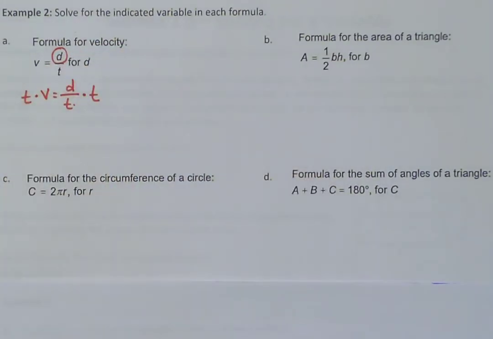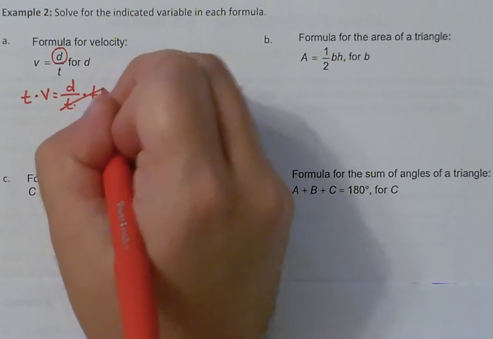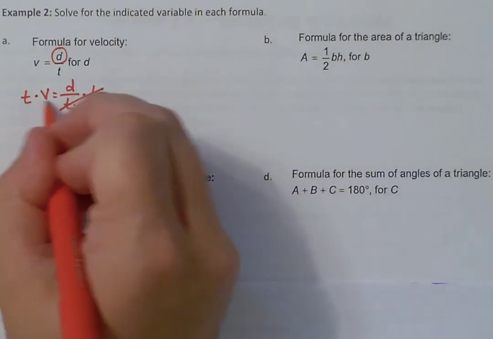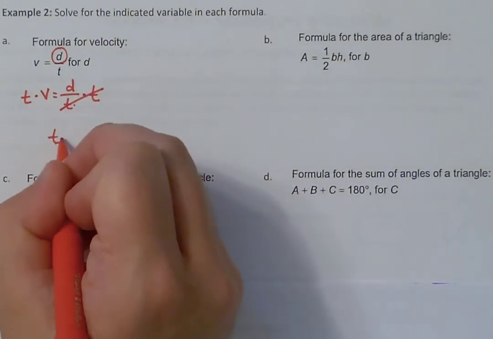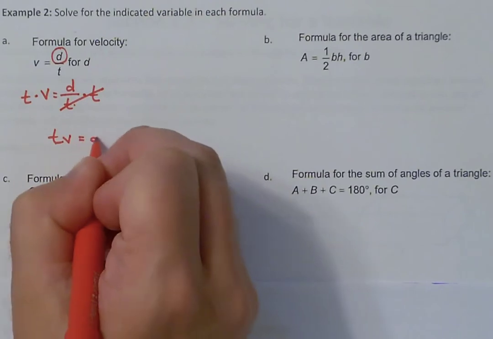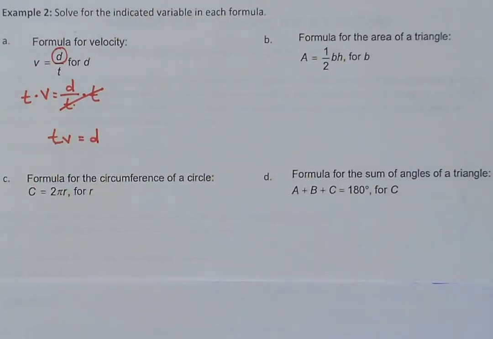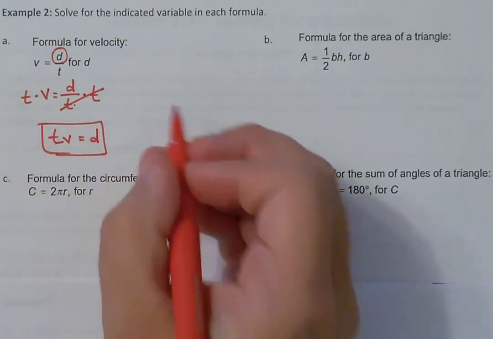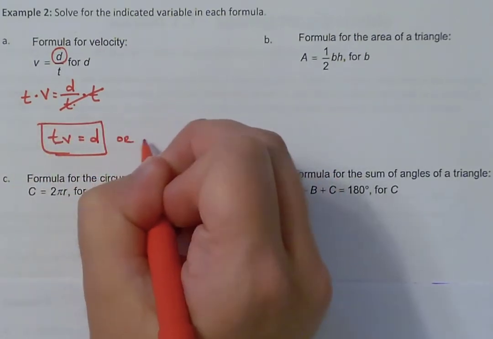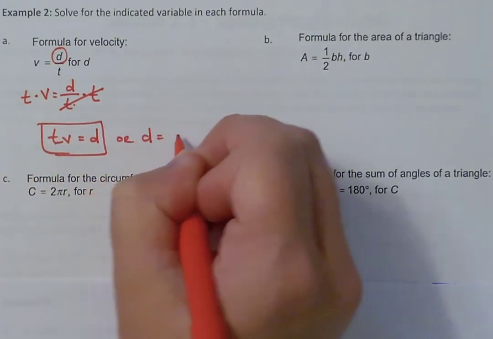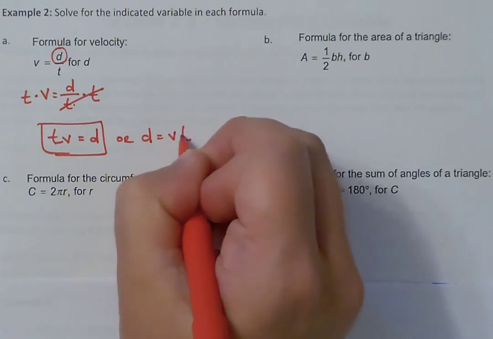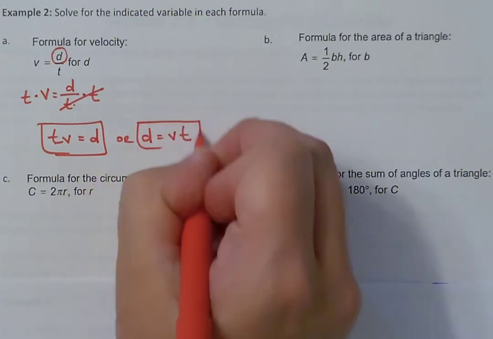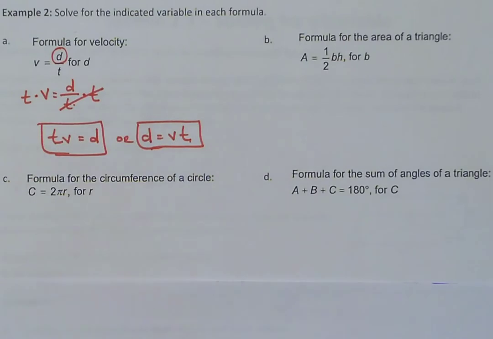So we multiply t to both sides. t cancels out on the right. t times v is tv, and that equals d. d is now isolated, so that is my answer. You could also write this as d equals vt. The order of the v and the t does not matter, because it's multiplication, you can flip them around.